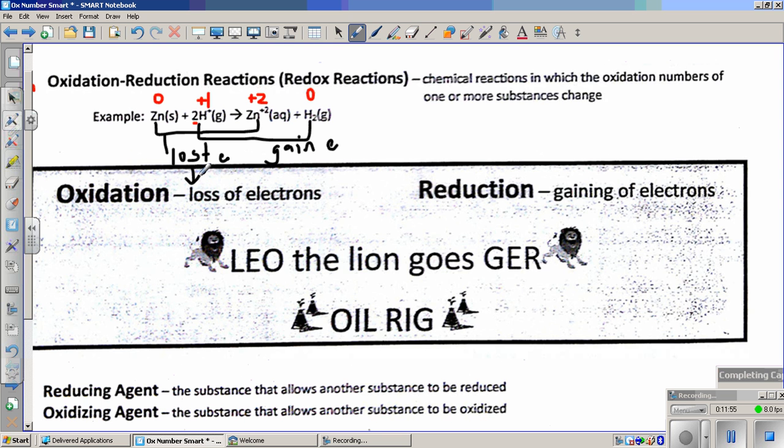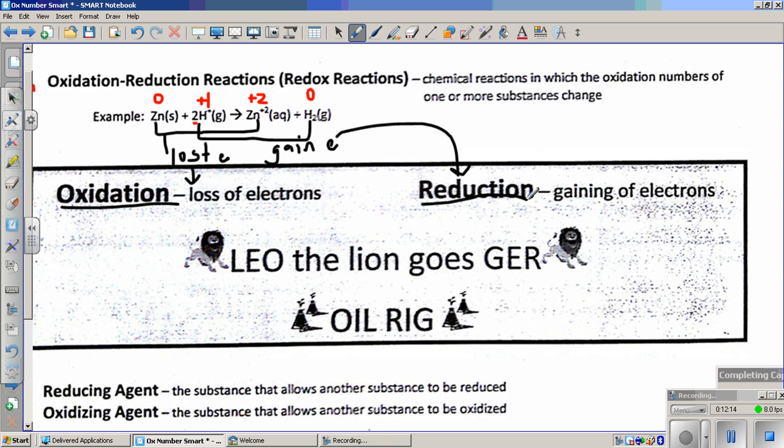Losing electrons, as you can see right here, is called oxidation. Gaining electrons is called reduction. And oxidation and reduction have to happen hand in hand. If one thing loses electrons, something else is going to gain them. And so this is always going to happen in the same reactions together.